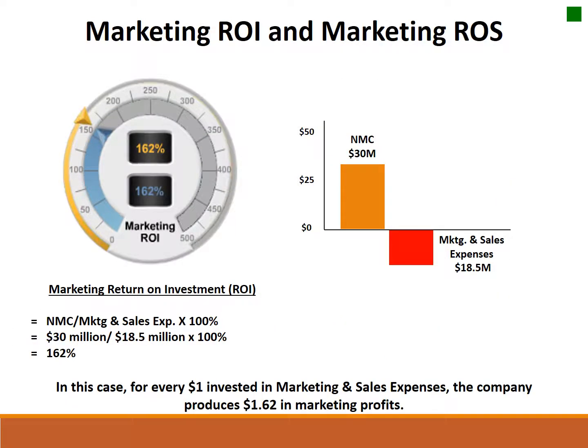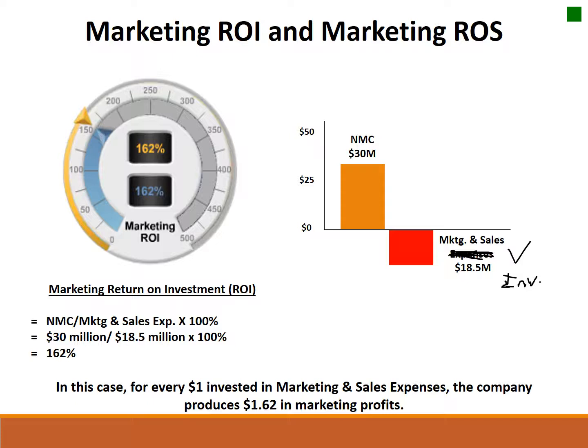Another illustration. We just saw ROS, this is ROI. What we want to do is look at our expenses, and again, I hate saying expenses. We ought to just change that. We ought to call it marketing and sales investments, because that's what it is, right? Because we only spend money in this area with the anticipation that profit will come. So that's a good thing. I mean, you wouldn't spend this money and lose money, I hope. I hope there wouldn't be a negative net marketing contribution.